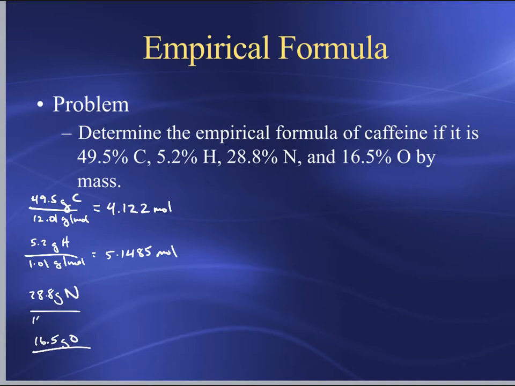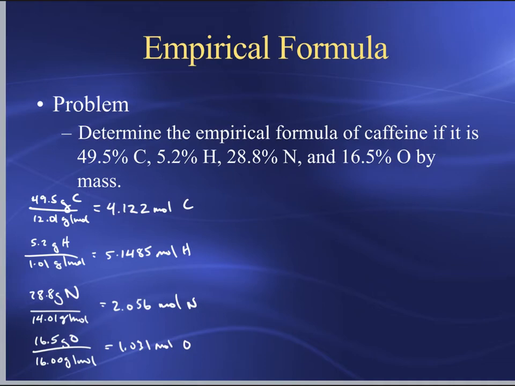28.8 grams of nitrogen divided by nitrogen's molar mass, 14.01 grams per mole. And that's going to give us 2.056 moles, and oxygen divided by 16.00 grams per mole is going to give us 1.031 moles of oxygen. I should include what element it is to make it a lot easier. Okay, so we got everything in moles.